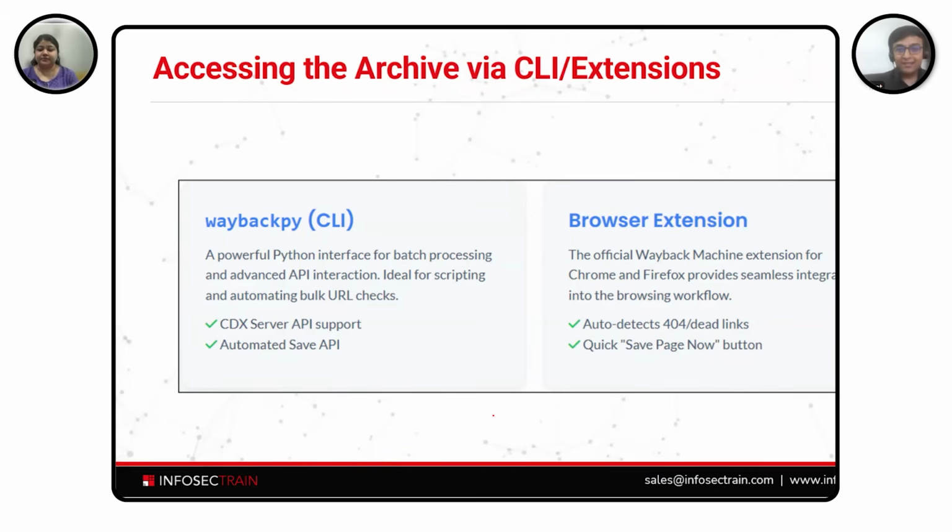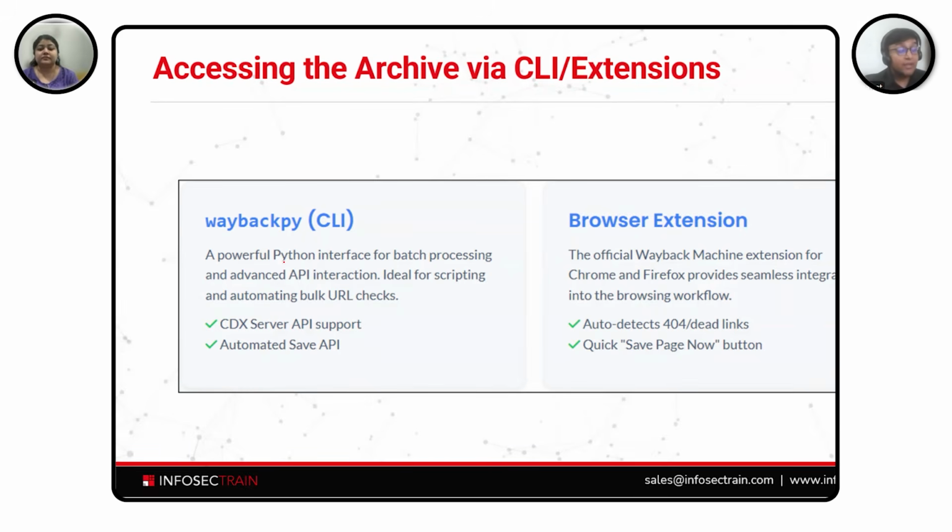So we have already seen the GUI version of the Wayback Machine. Now it's time to access this archive via CLI and extensions. Because via the CLI, we can analyze tens of thousands of URLs simultaneously. So we can scale up our digital archaeology via our CLI tools, that is Wayback Py.